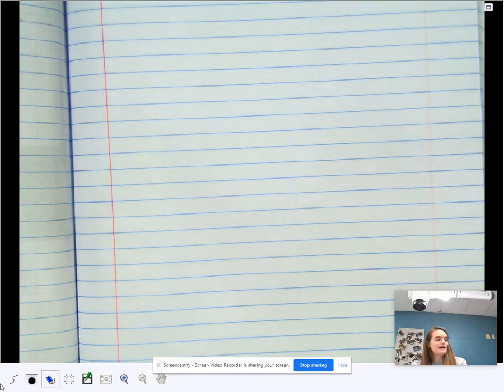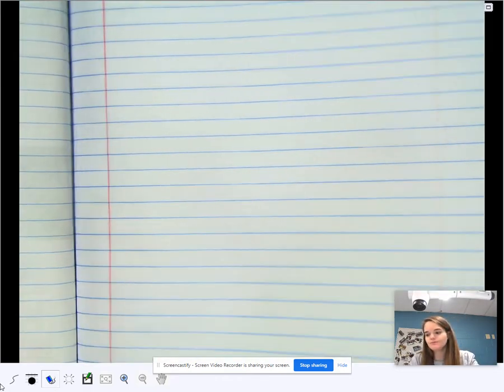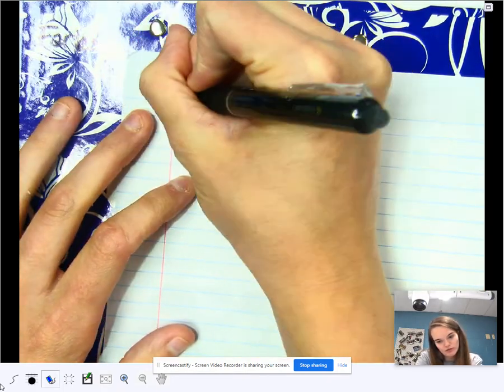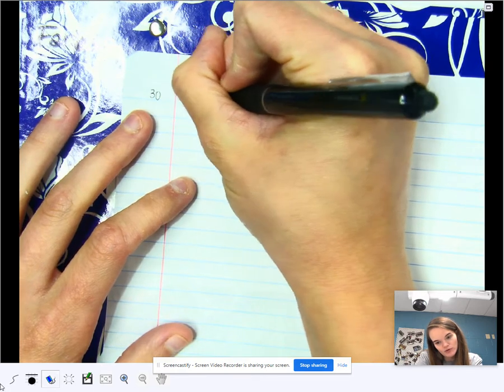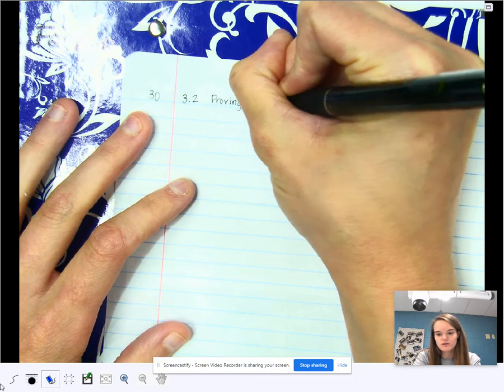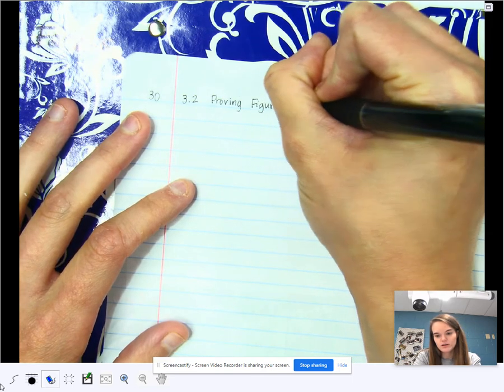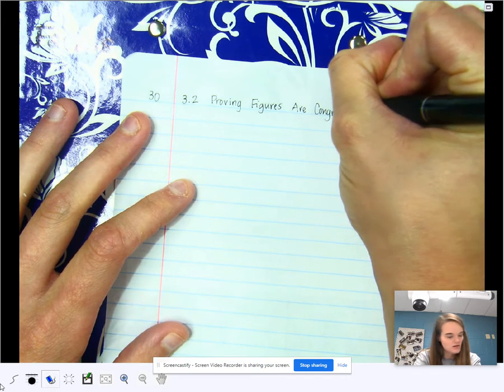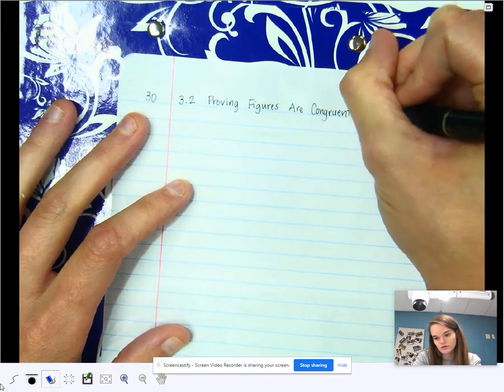We're going to talk more about rigid motions, but we're actually using those rigid motions to prove that things are congruent. So on page 30, yes, 30 of your notebook, I'm going to go ahead and label it 3.2, proving figures are congruent using rigid motion.